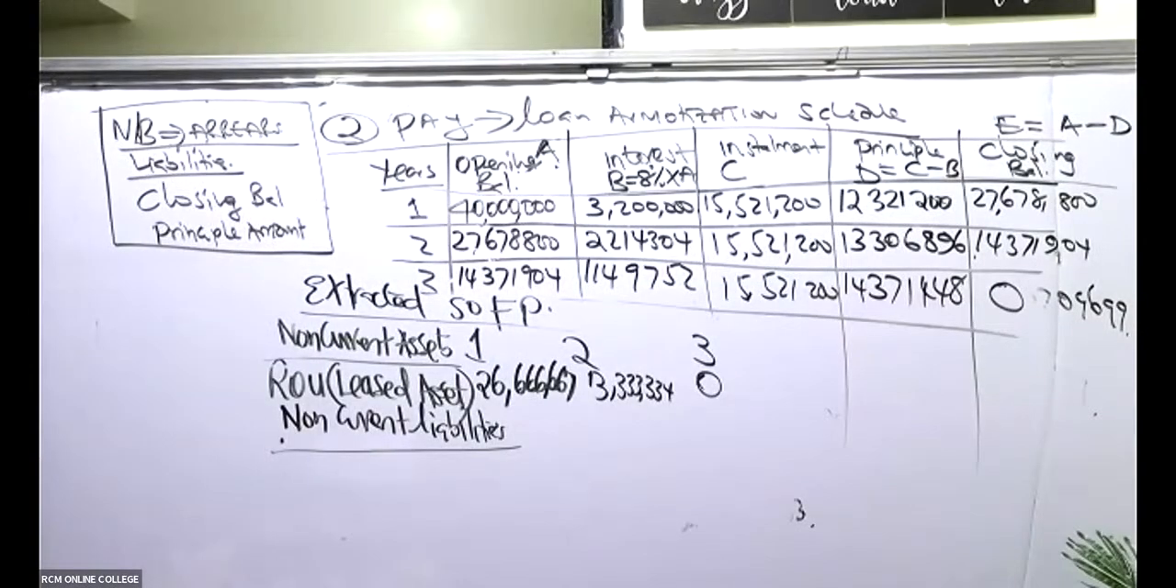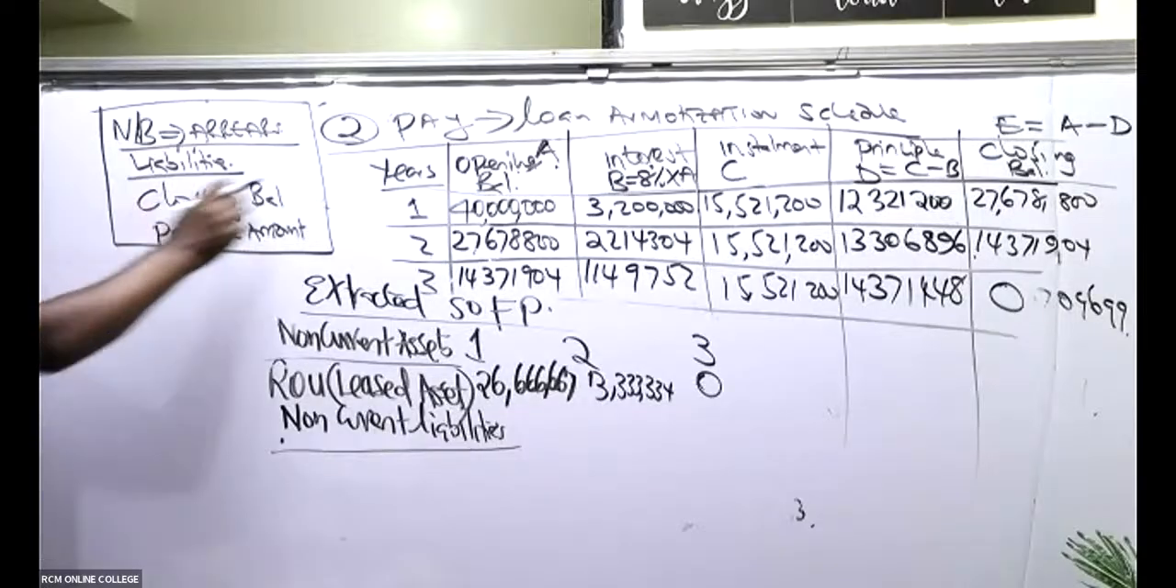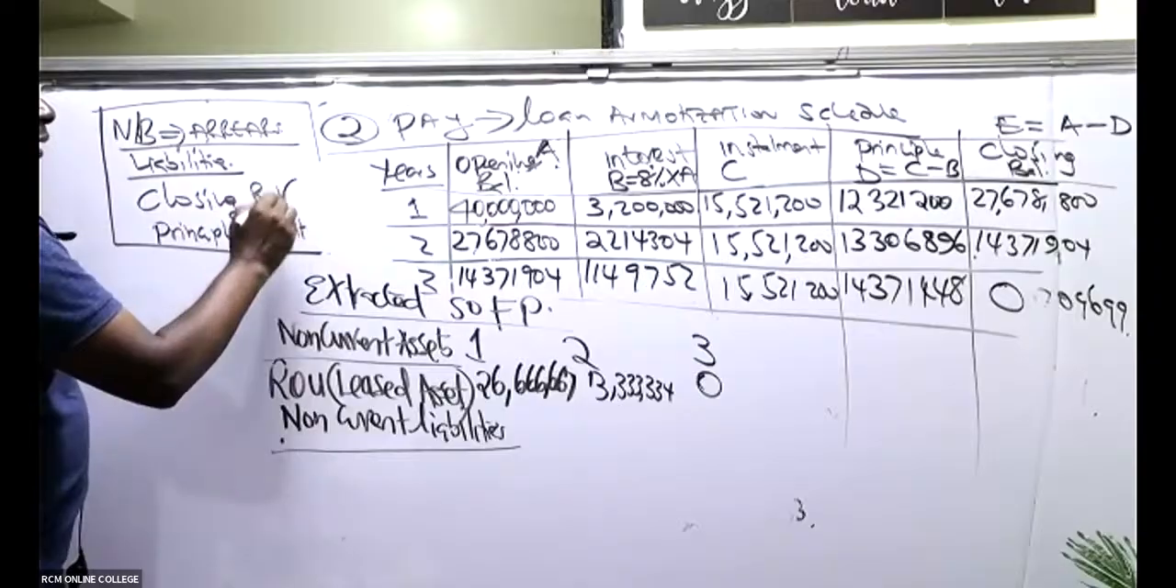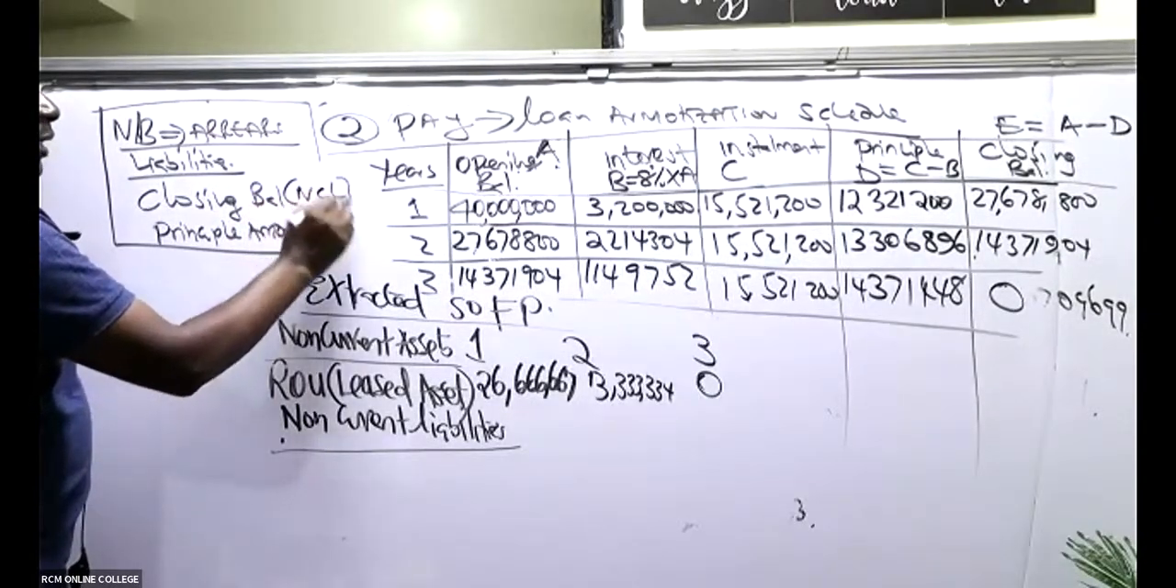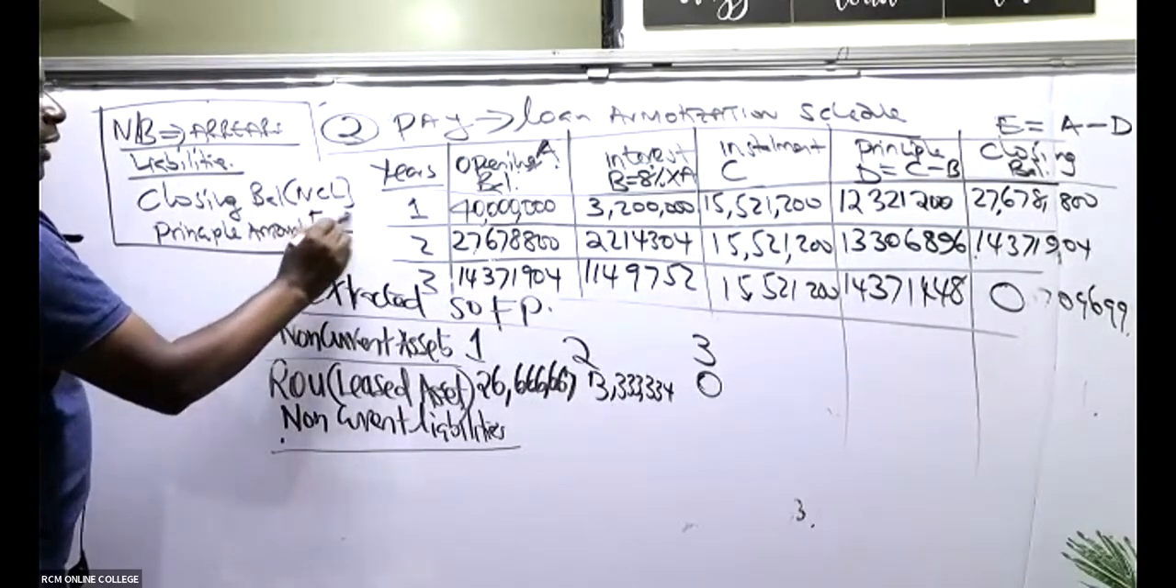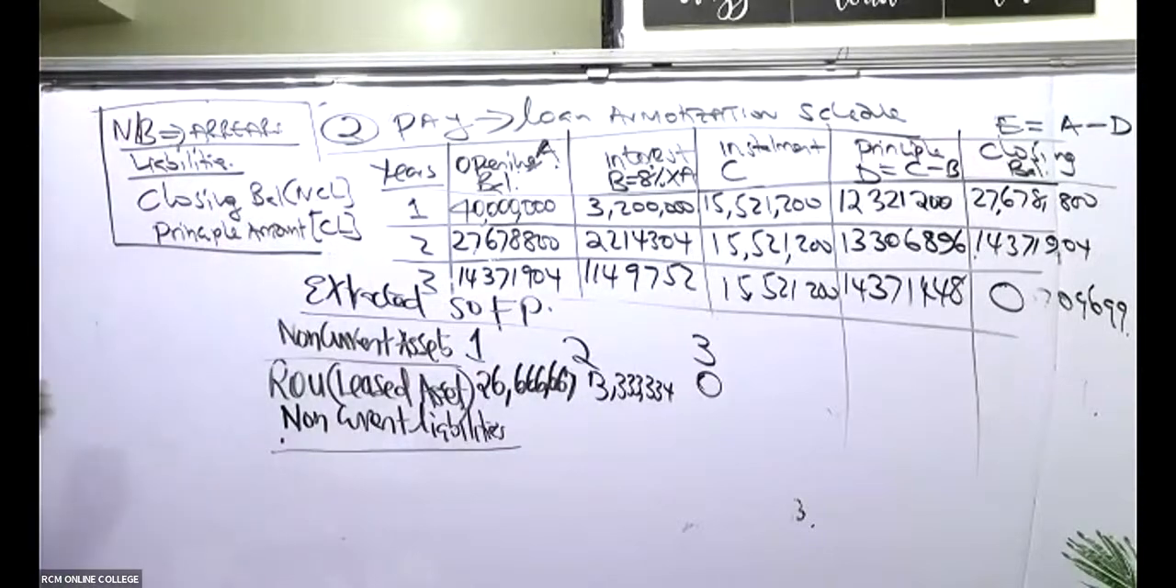If these rental payments are being made in arrears, like in our question, then for liabilities we shall have the closing balance and the principal amount. The closing balance will be for the non-current liability, and the principal amount here will be for the current liability.